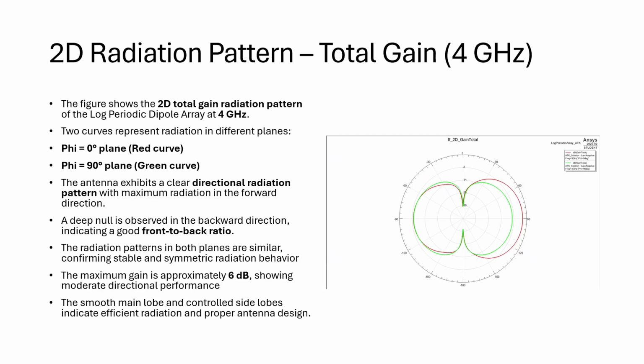Now let's discuss the 2D radiation pattern, total gain. The 2D radiation pattern at 4 GHz shows a clear main lobe in the forward direction and deep nulls in unwanted directions. Both phi planes show similar patterns, confirming stable and symmetric radiation characteristics. The maximum gain is around 6 dB.